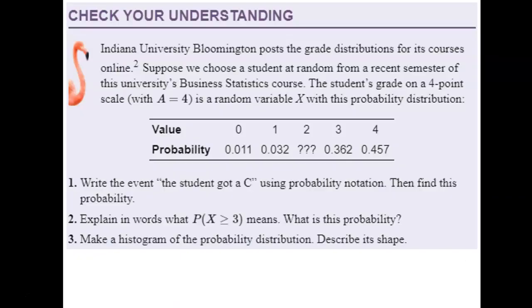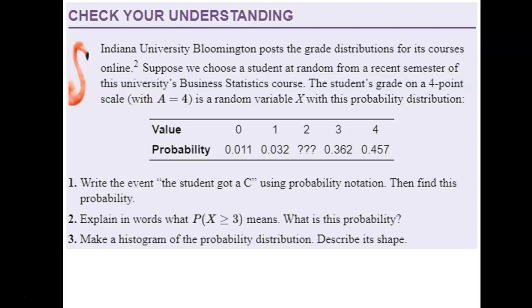So this next one, they have Indiana University Bloomington is going to post the grade distributions for the course online. Suppose we choose a student at random from a recent semester of this university's business statistics course. The student's grade on a 4-point scale, where A is a 4 and B is a 3 and C is a 2, and so on, we won't talk about the others, is a random variable X with this probability distribution.